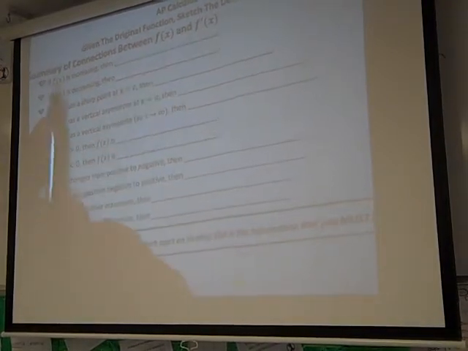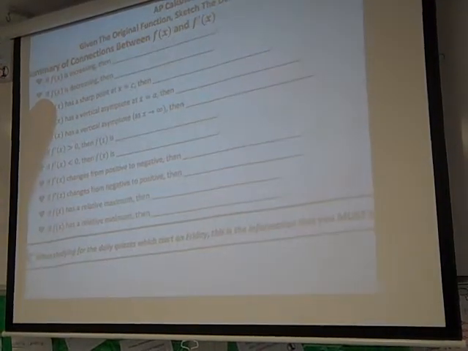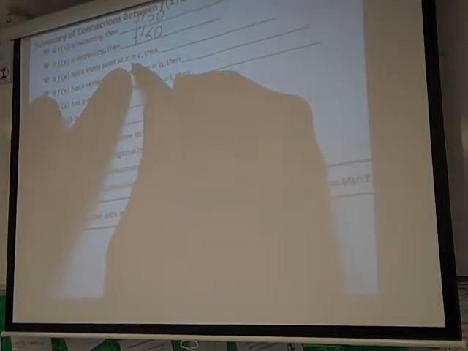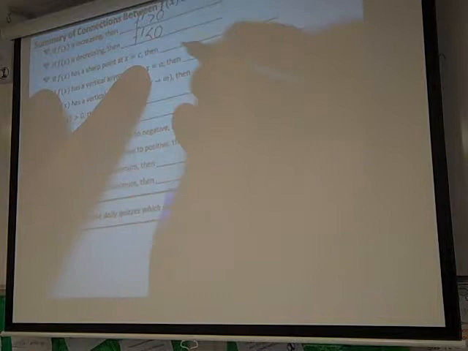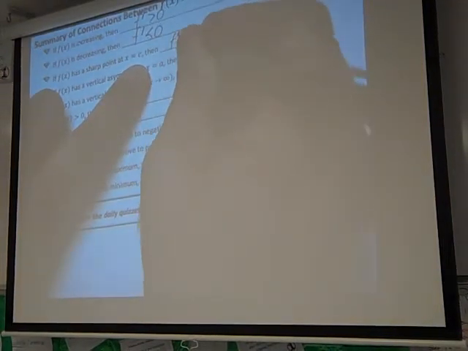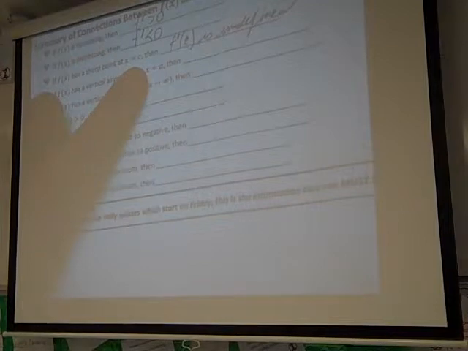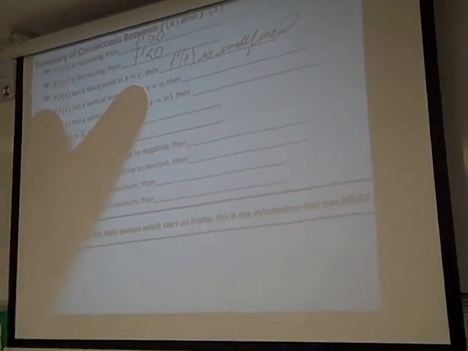Okay. So we're connecting f and f prime. If f is increasing, then what do we know about f prime? Positive. f prime positive. Let's write it out. If f is decreasing, then f prime is negative. If f has a sharp point, it's not differentiable, then f prime is undefined. Sharp point is another way of saying cusp point.